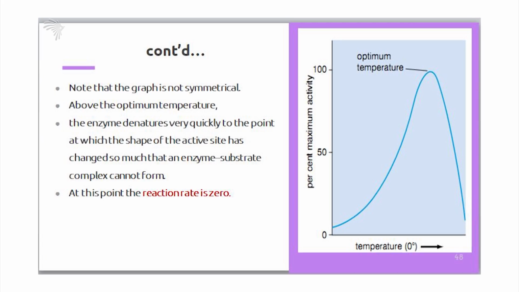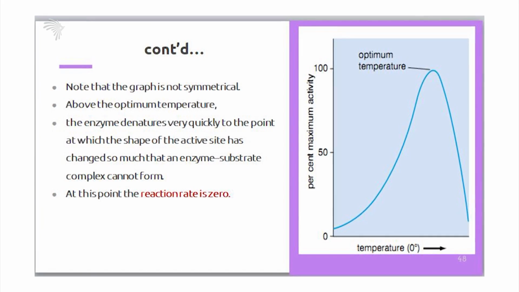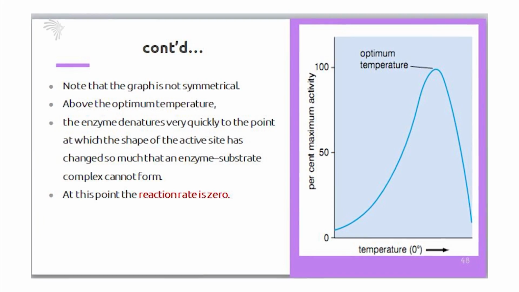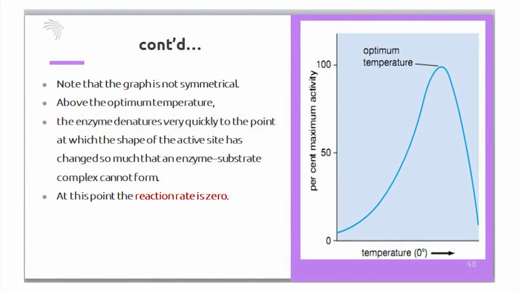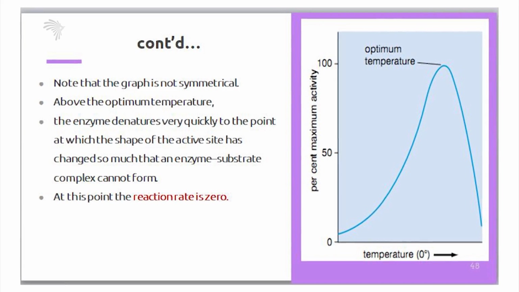Above the optimum temperature, the enzyme denatures very quickly, to the point at which the shape of the active site has changed so much that an enzyme substrate complex cannot form. At this point, the reaction rate is 0.